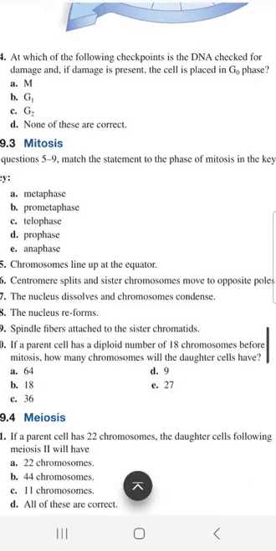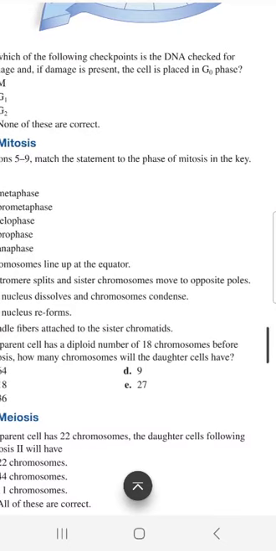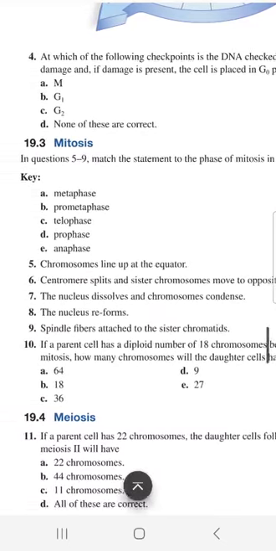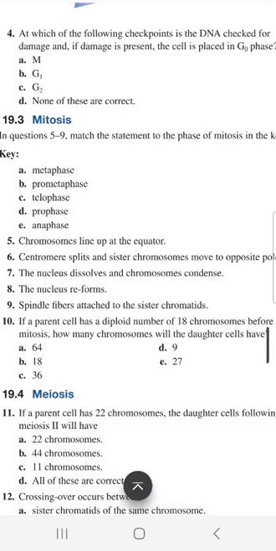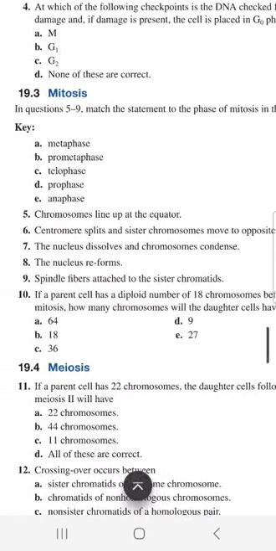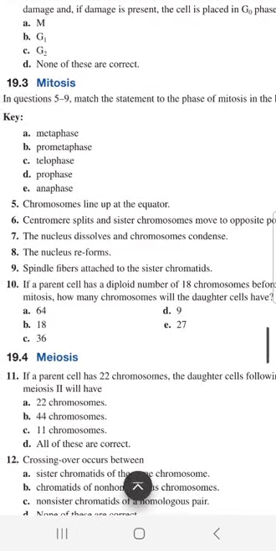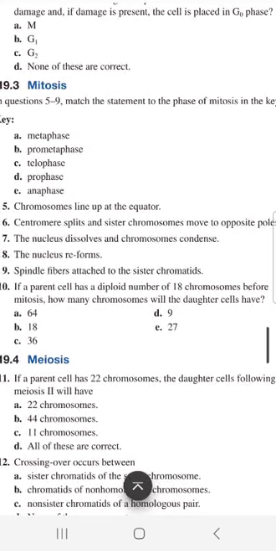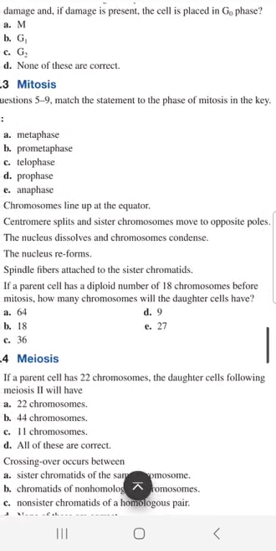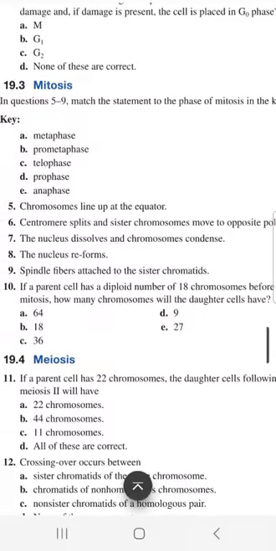Questions 5 to 9 match the statement to the phase of meiosis in the key. So I have metaphase, prometaphase, telophase, prophase, anaphase. Chromosomes line up at the equator. So this is the metaphase. Centromeres split and sister chromatids move to opposite poles. So this is the anaphase.